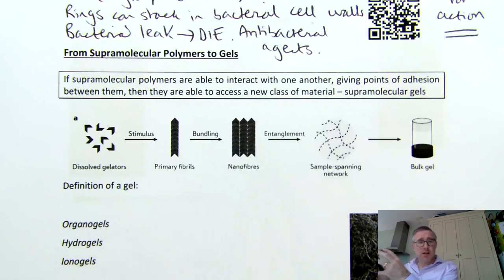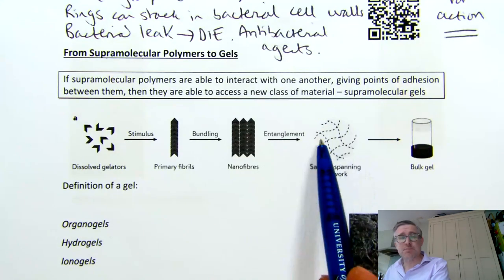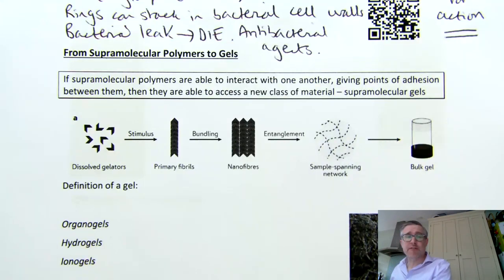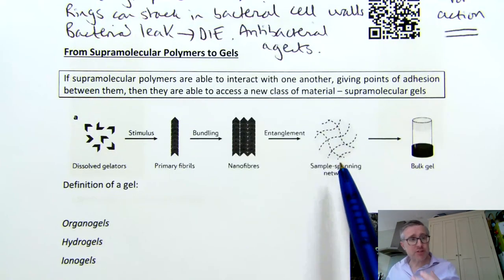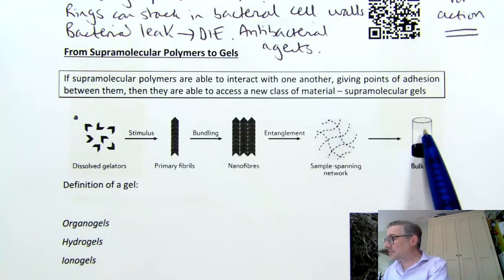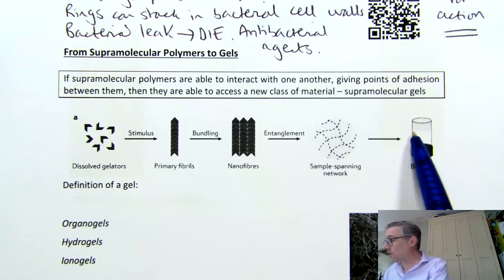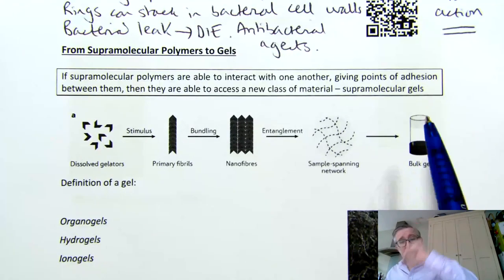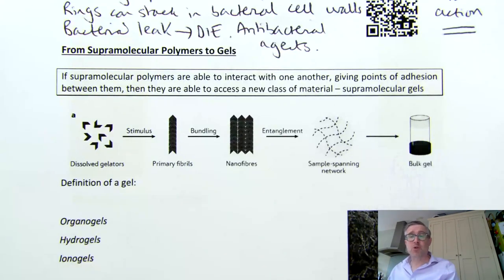And those bundles get to the stage where they can potentially entangle to form a sample spanning network, where there are points of adhesion between those different bundles because of solvophobicity and van der Waals interactions. And that sample spanning network, macroscopically, if you look at the material, means the material would appear to be a gel. And this is an image of an inverted sample vial, and you can see that this sample is sticking to the top of the sample vial when you invert it, and it has gel-like properties.